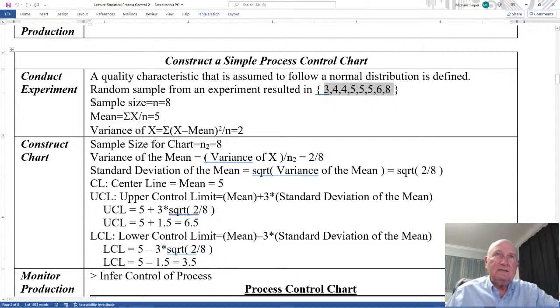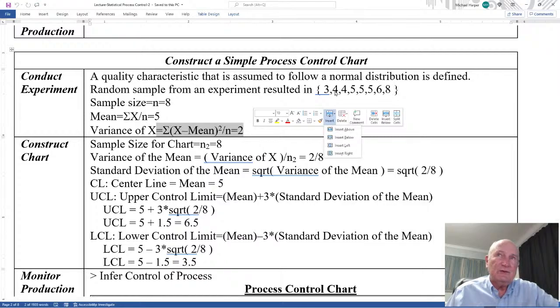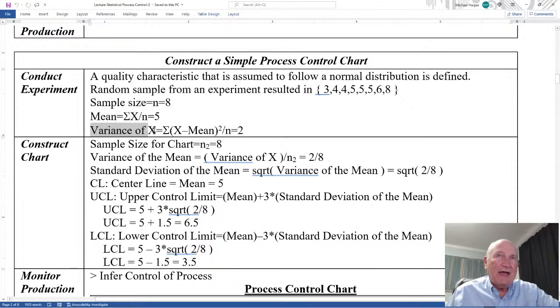Now the sample size is 8 because there are 8 numbers. The mean, which is the sum of the numbers divided by the sample size of 8, is 5. If you add all these up and divide by n, it is 5. The variance of x, or the variance of each individual random variable, is the sum of the x's minus the mean, squared, over n, and that turns out to be 2 if you do the arithmetic. Okay, but notice this is the variance of x.